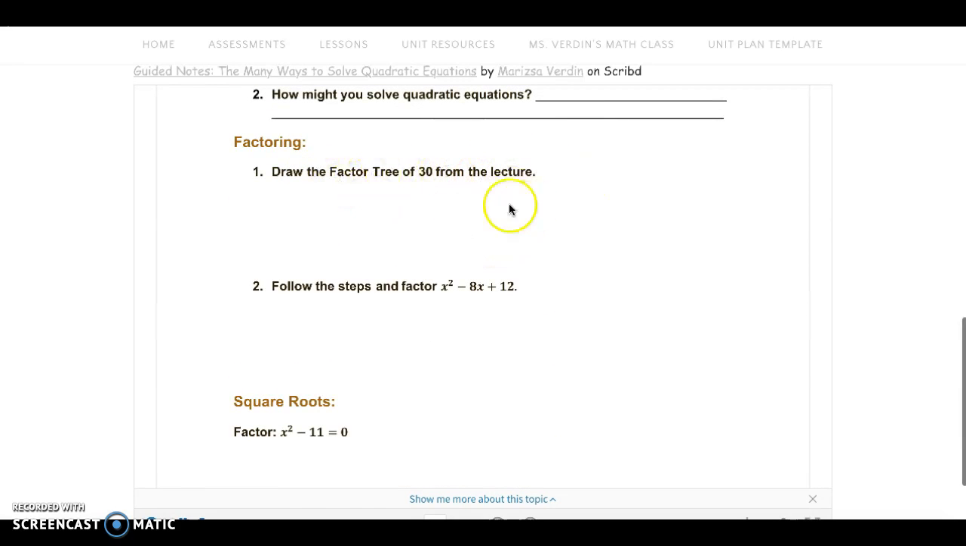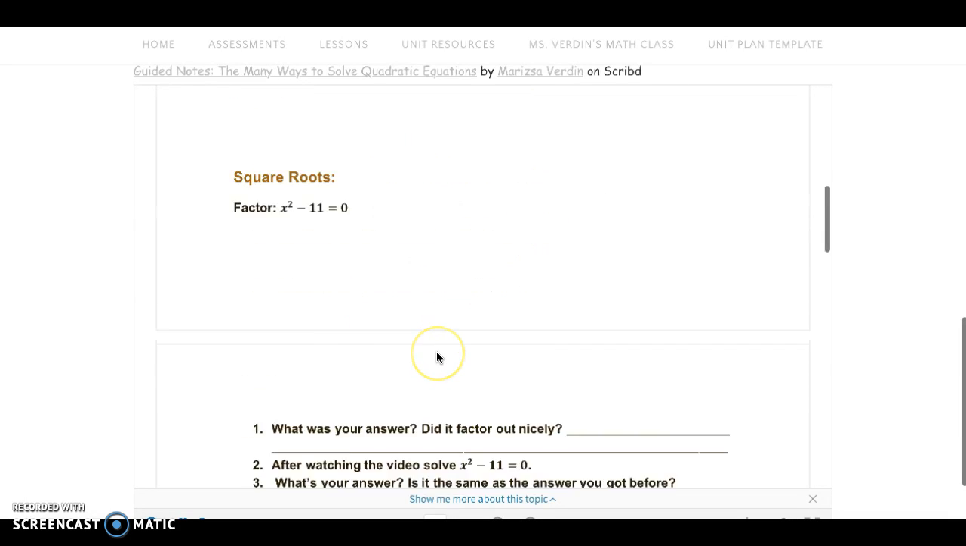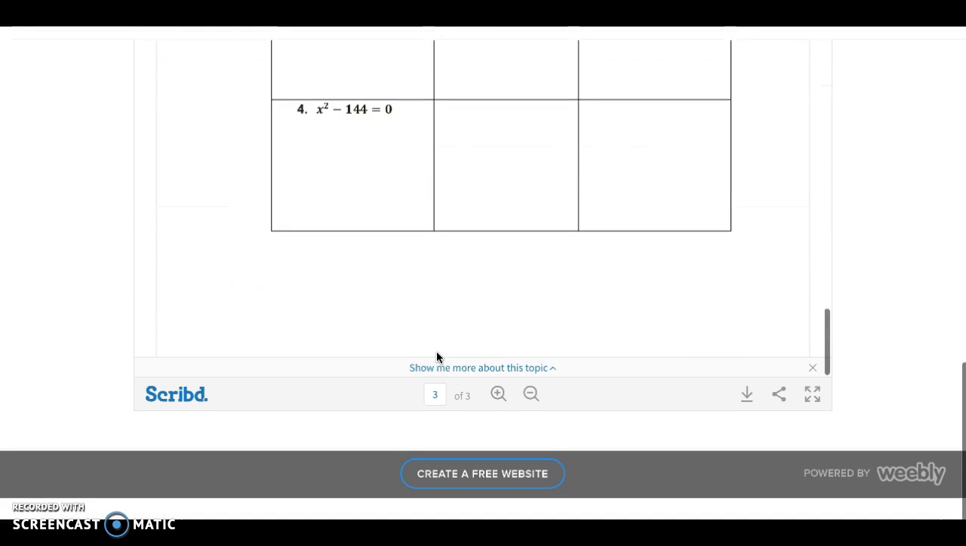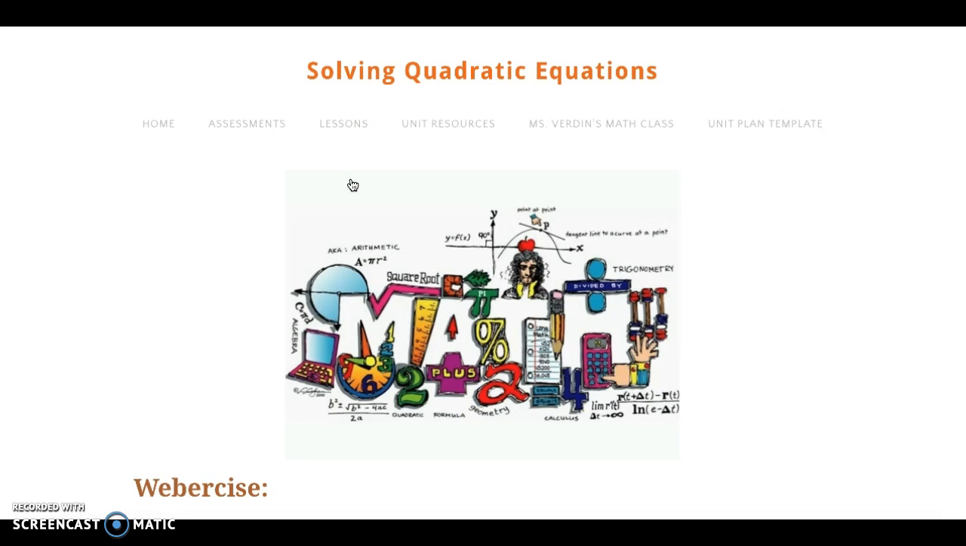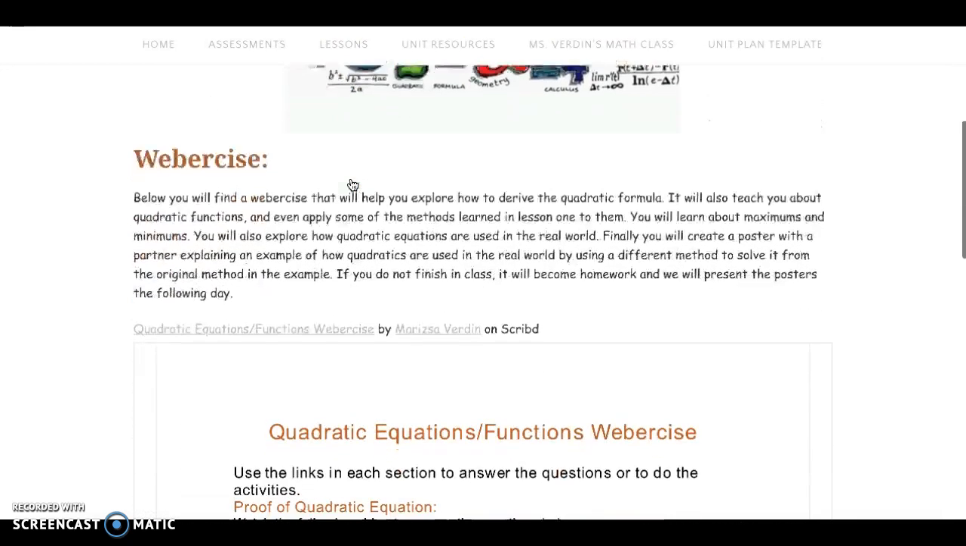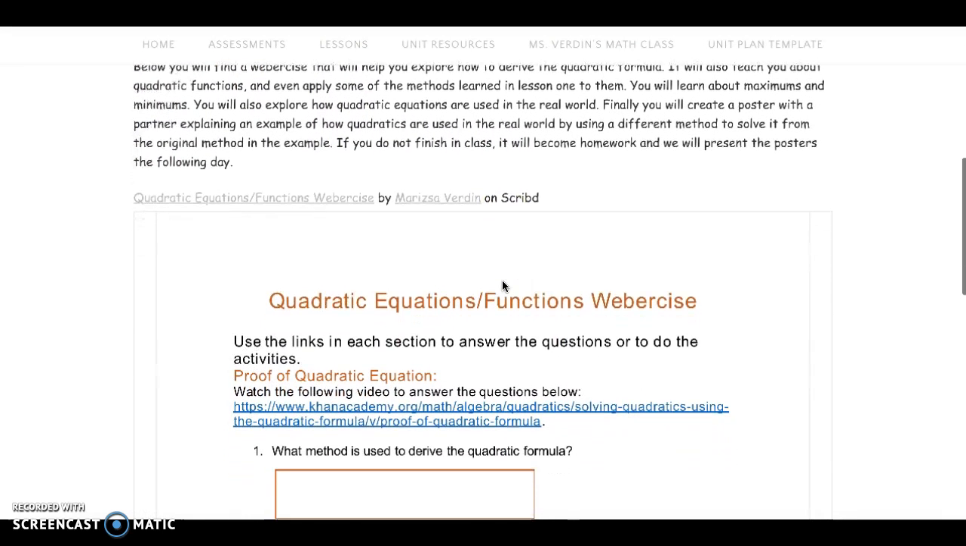So they'll see from the lecture the factor tree that's listed there, and they would just draw it on here. So this is just to help them, guide them throughout the lesson. Then we do have the second lesson, which is a web-based lesson. So in this activity, it's like a scavenger hunt.